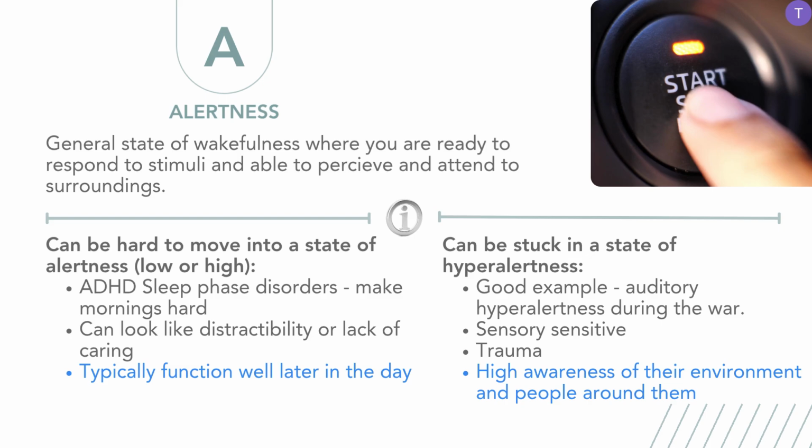So, alertness can present in two separate ways. It can be difficult for a child to move into a state of alertness. This is particularly important for children with ADHD, where a lot of research has shown that they have delayed circadian rhythm. So, they have a sleep phase disorder, which means that their melatonin and all of their sleep hormones are only released much later on into the evening. And so their natural sleep-wake cycle is delayed and pushed back into the morning, and it's really hard for them to get up and get moving in the mornings.